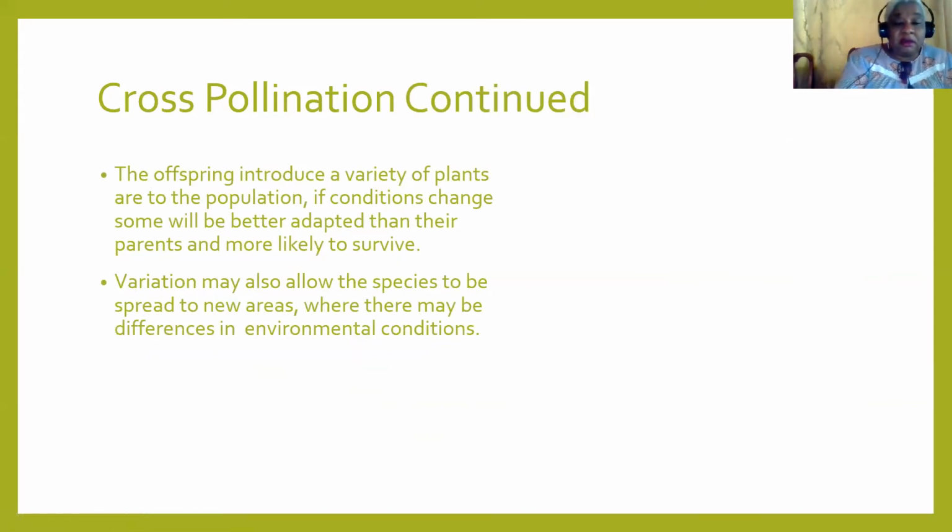So the offspring introduce a variety of plants to the population. If conditions change, some will be better adapted than their parents and are more likely to survive. Variation may also allow the species to be spread to new areas where there may be differences in environmental conditions. When we talk about seed dispersal, then we will see how important it is that you can be spread out.